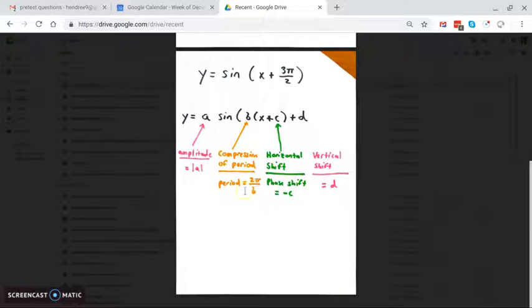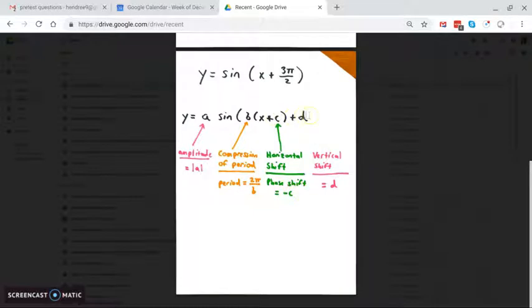You divide by b. And then c here ends up being the horizontal or the phase shift of the function, how it gets shifted to the left or to the right in the opposite direction of what you're thinking. So if this is plus c, it actually moves it to the left or in the negative direction, and if it's minus c, it moves it to the right.